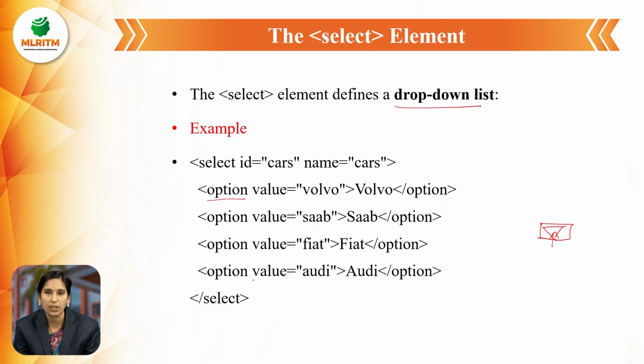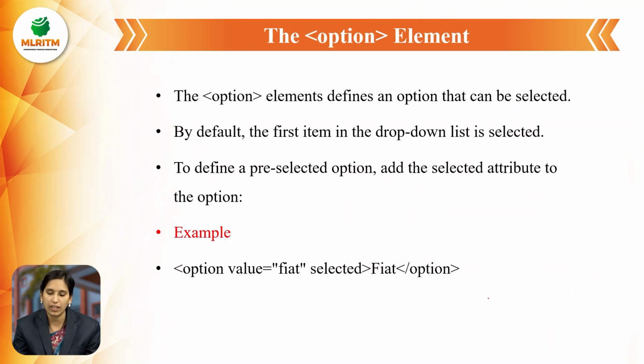We are using the option element with option value equals Volvo. So this is Volvo, Saab, Fiat, and Audi. Whenever you click on this drop down list, these options will come up like this. Then you have to choose any one option. When you click on an option, it is selected using the select element.